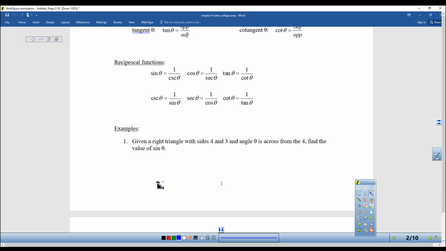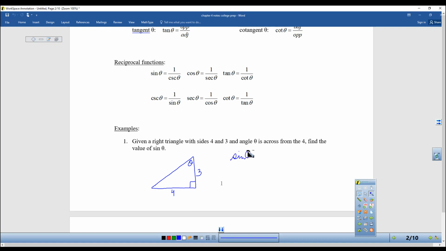Lots of introduction there. So I have a right triangle. Right means you do have to make a 90-degree angle. And it said it has sides 4 and 3. So it looks like I made that one a little longer, so I'll put that one as the 4 and this one as the 3. And then it says the angle theta is across from the 4. So I'm going to put it up here. Find the value of sine of theta.